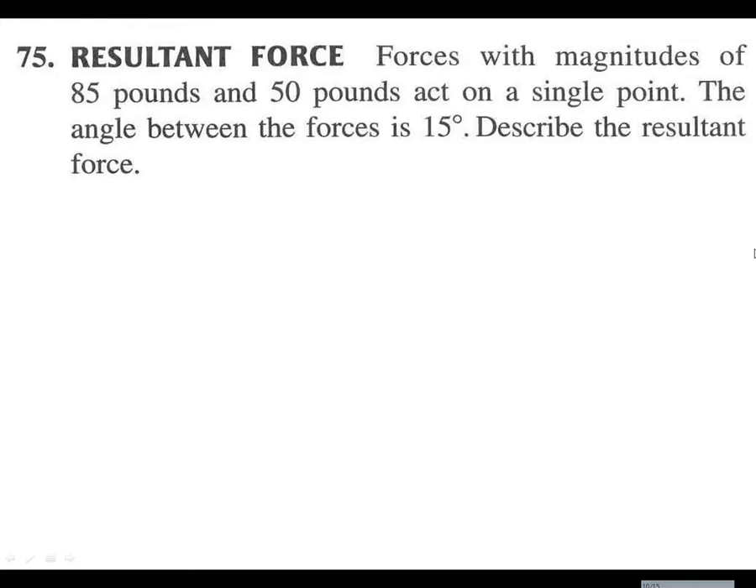Alright, let's jump a bunch here and get into the force section. Forces with magnitudes of 85 and 50 pounds act on a single point. The angle between them is 15 degrees. And so we've got 50 pounds going this way, 85 going this way. The resultant is going to be the diagonal of a parallelogram made by adding these two vectors together. Alright, so let's describe that resultant force.